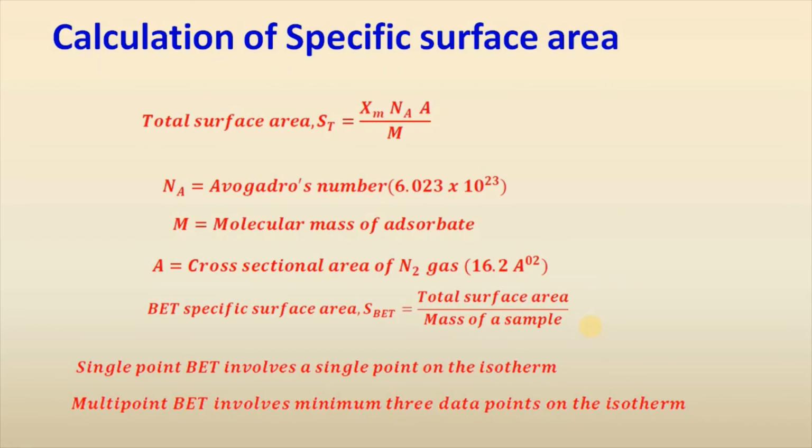So this is how we can calculate BET specific surface area. However, we can consider two things. One is single point BET, which involves a single point on the isotherm. Other is multi-point BET, which involves minimum 3 data points on the isotherm.